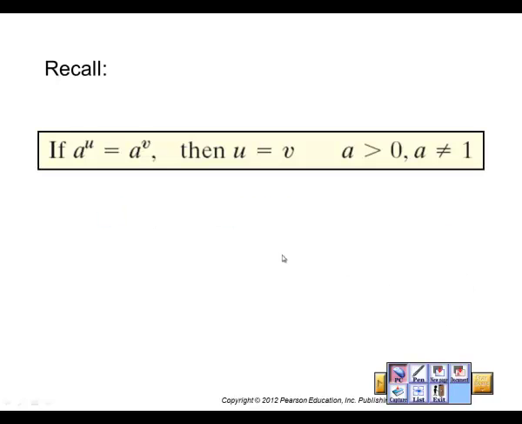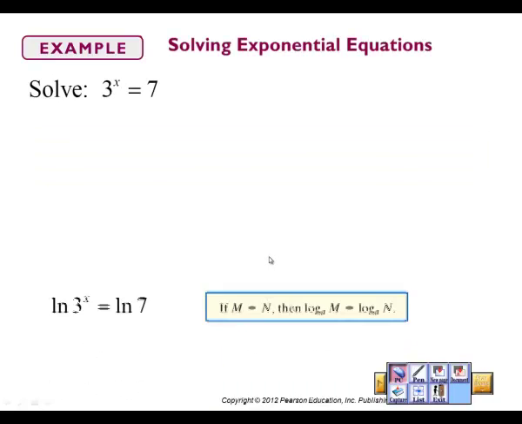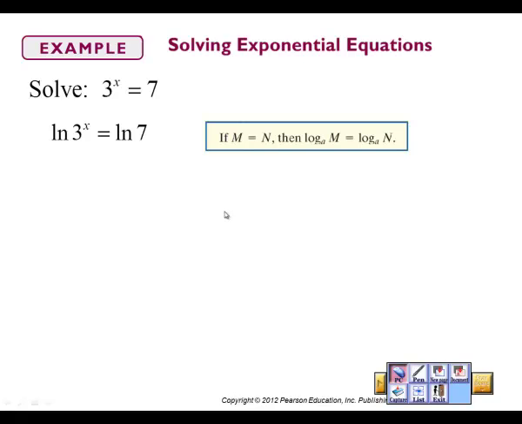Solving. Now, we've known before that when we have a to the u equals a to the v and the bases are the same, then you have u equals v, where a is greater than 0 and a cannot be 1. So we want to solve this equation.